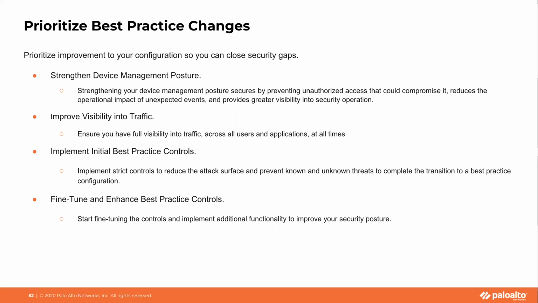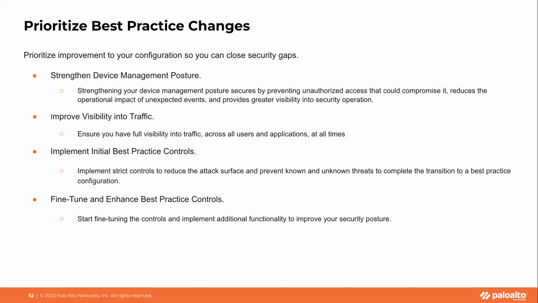Once you configure the changes on the BPA, validate those changes, measure the progress, and then prioritize the next step. Improve visibility. You cannot protect yourself against threats you cannot see. So you must ensure you have full visibility into the traffic across all users and applications at all times. Complete visibility into the applications, content, and users on your network is the first step towards informed policy control.